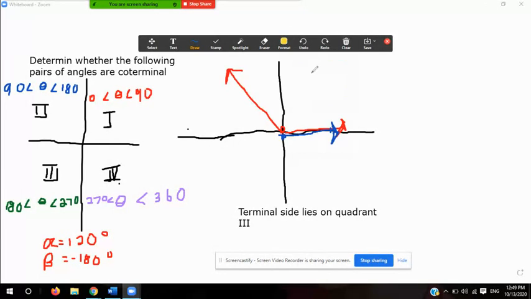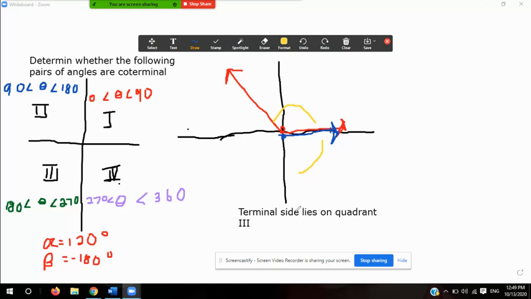So that means that our 120 moved counterclockwise. It moved this way, and that's why there's a positive rotation. Negative 180 moves clockwise. So again, that means that it moves in this direction. So now it's basically the opposite.